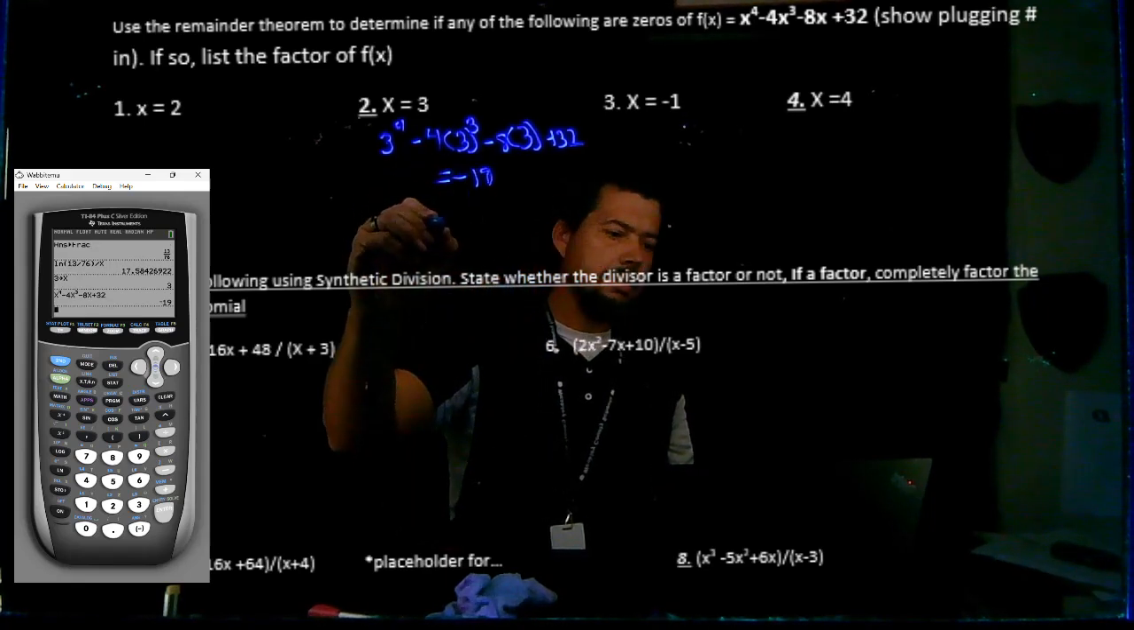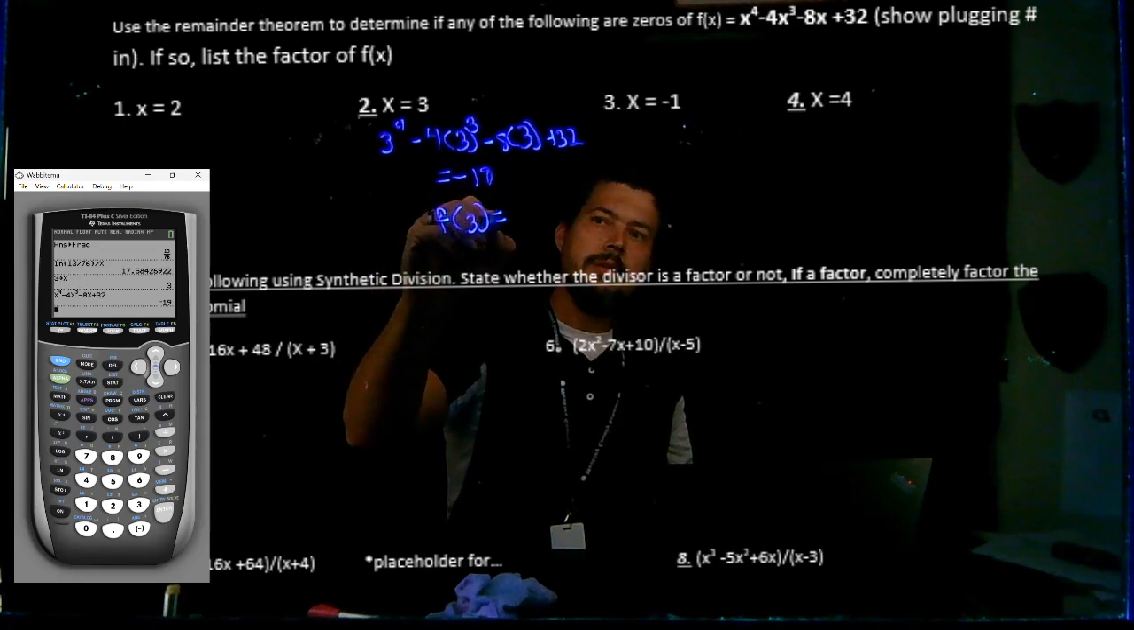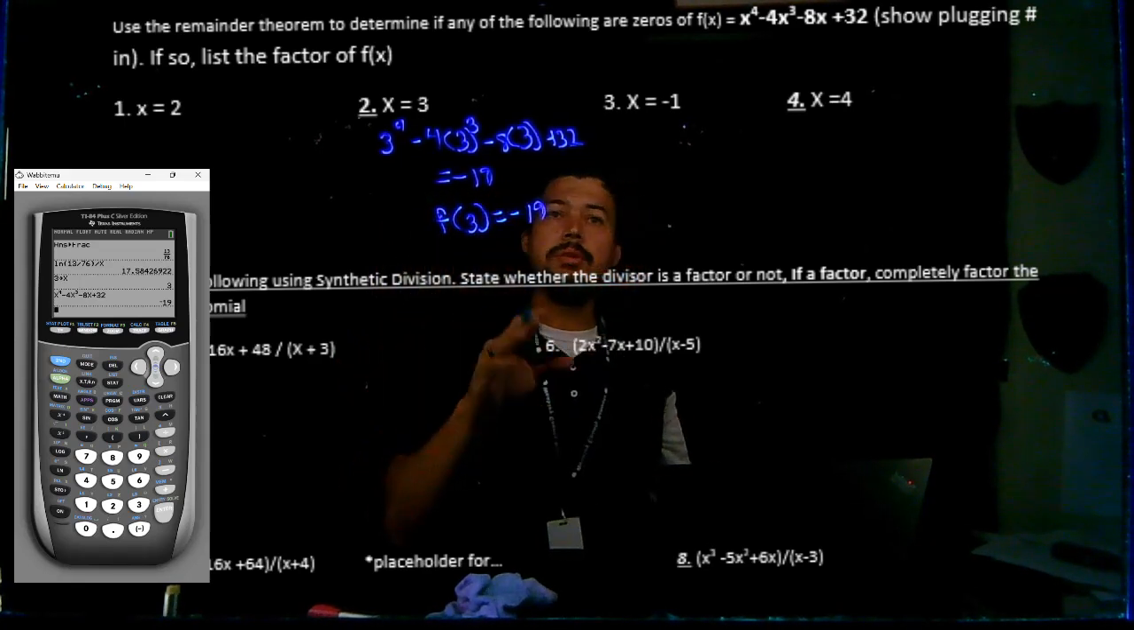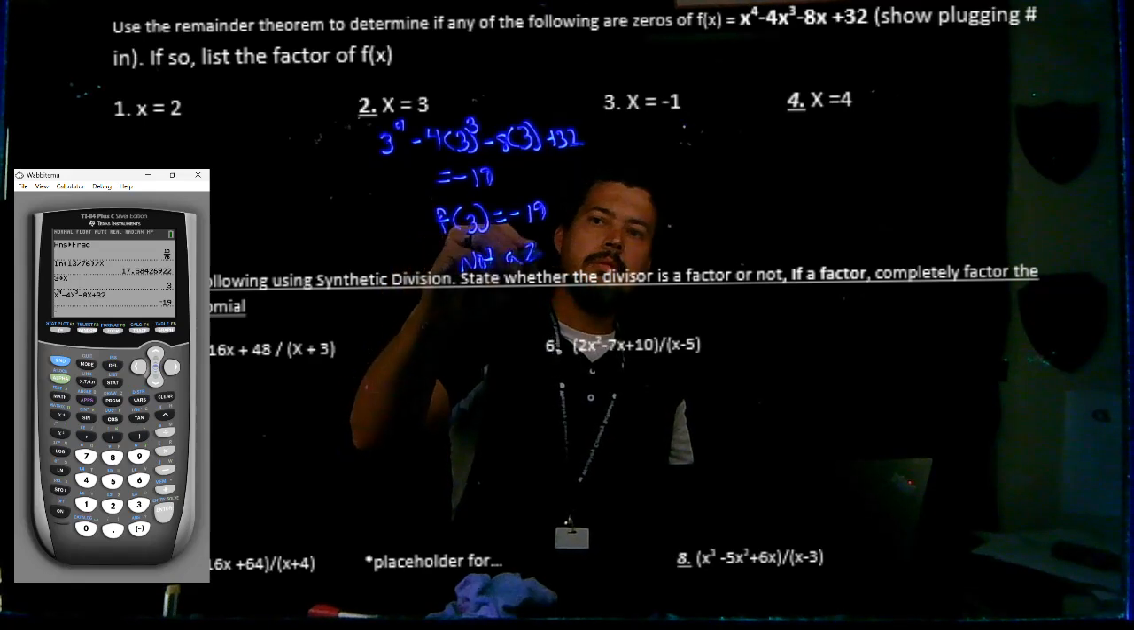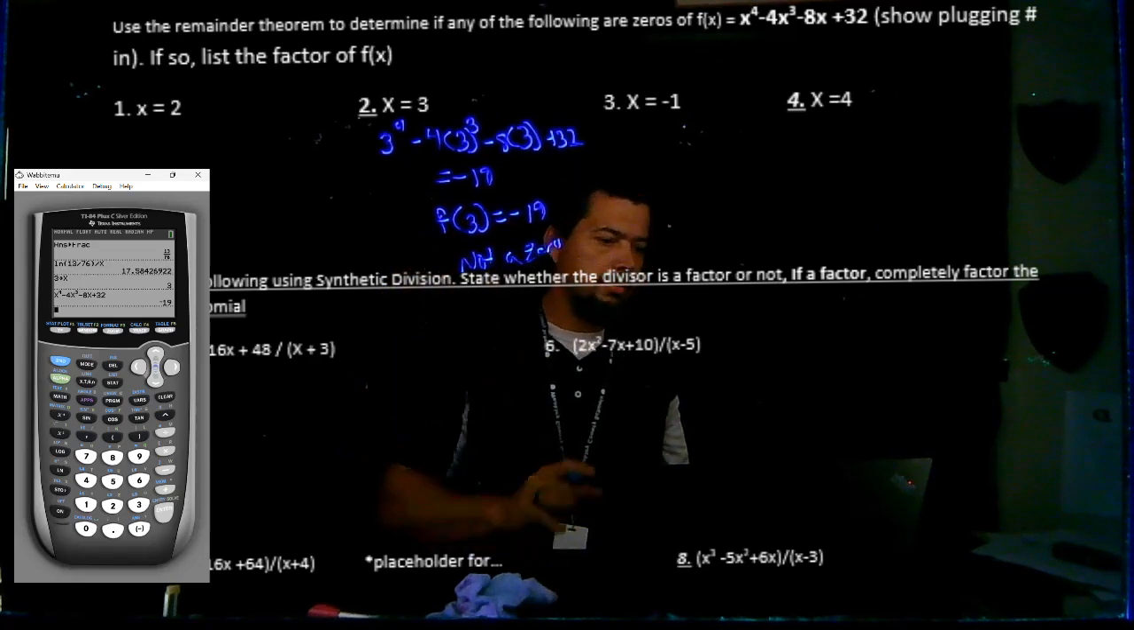So this is not a 0. What we just learned here was that f of 3 is equal to negative 19. So it's the remainder. But most importantly, this is not a 0. All right, let's do the same thing with number 4.